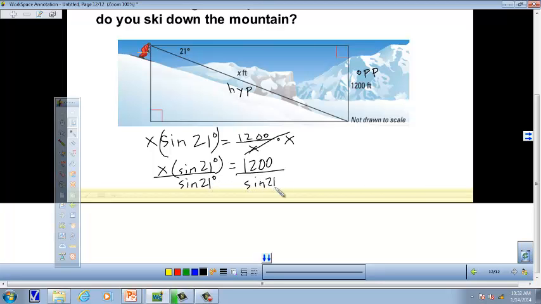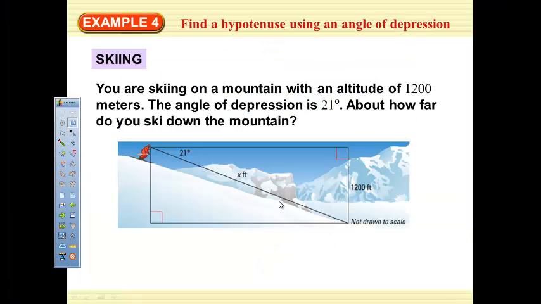And at this point, this is where we get out our calculators. We're going to round it, probably to 1 decimal place. So if we do this with my calculator, I have 1200 divided by sine 21 degrees. And I got 3,348.5 feet. They may make you round to the nearest whole number, but that's good.